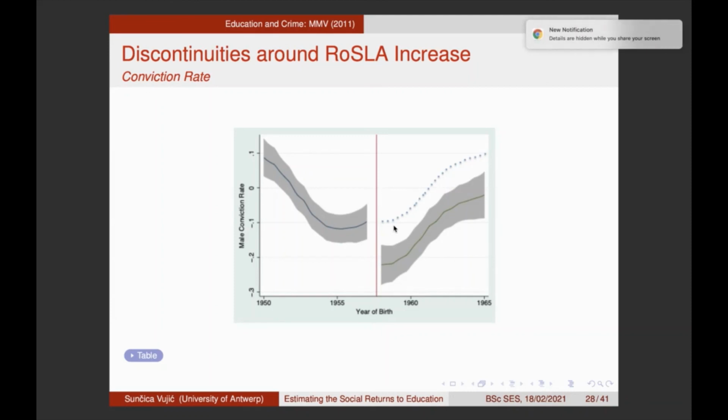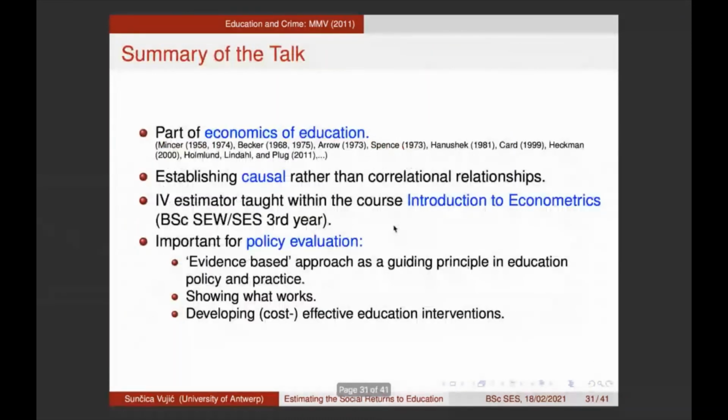And this is really the gist of my talk. I didn't spend more time on the instrumental variables estimator per se because of the time shortage, and I will talk more about it in the course itself. But what I want to draw your attention to is that this type of material is part of the economics of education and labor economics. The methodology itself I will teach within the course Introduction to Econometrics, which is taught at the Bachelor of both the Dutch and the English version of the Socioeconomic Sciences course.